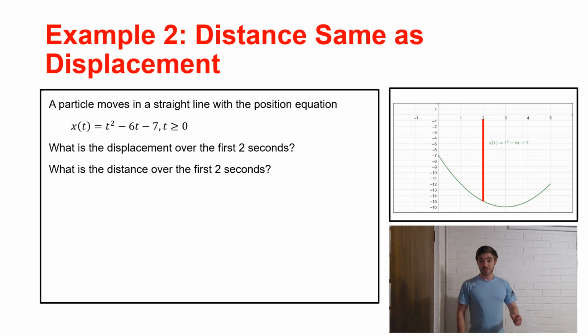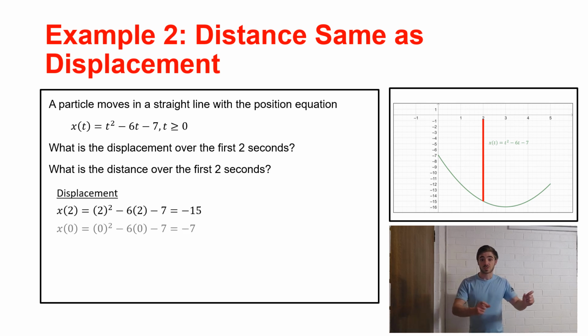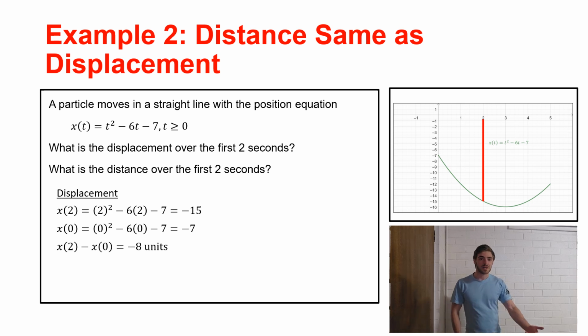So now we're going to solve the exact same equation, but this time only doing it over the first 2 seconds. Starting with displacement, we're just going to do the same thing as before. We need to know where we're starting, where do we end, subtract the two things together, and in this case, that's going to give us a displacement of -8 units.